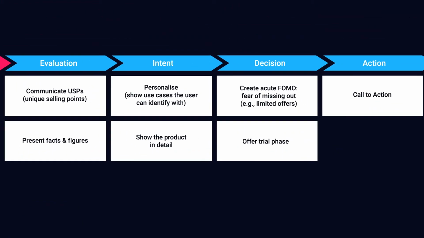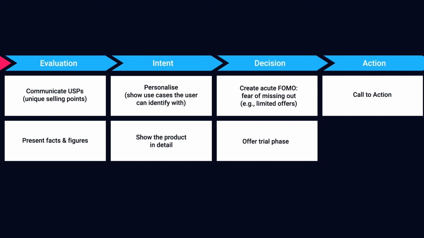Moving over to the first part in the conversion generation, which is this evaluation part. Now it's really about facts and really about USPs. Like I said, not all users are even doing this evaluation phase. There's also users that skip this entirely and just go ahead and buy the product. But for those who do, here you have to convince with USPs, you have to convince with facts and figures, but only really at that point.